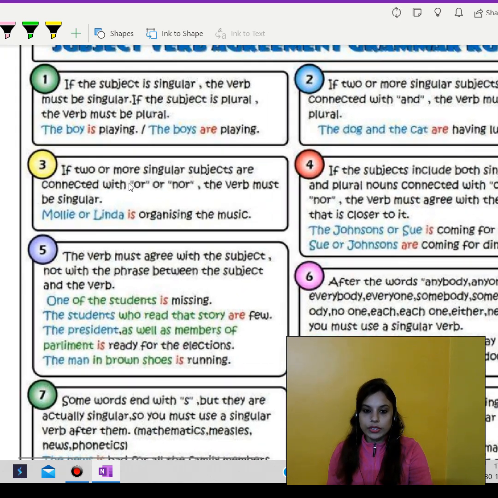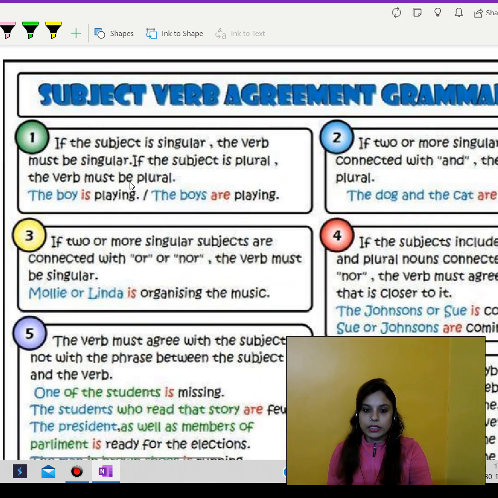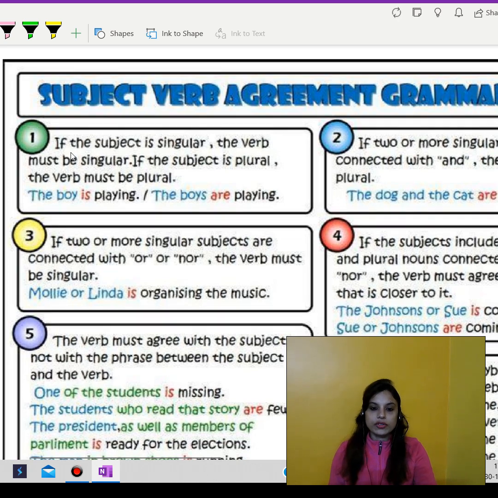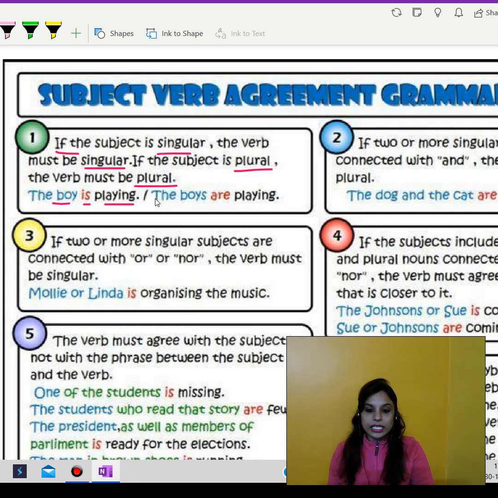Here, let us focus on rules one by one. The very first rule is, if the subject is singular, the verb must be singular. If the subject is plural, the verb must be plural. Let's go through this example. The boy is playing. We are talking about only one boy, so that is why is. The boys are playing. Boys means plural, and that is why we are using are.